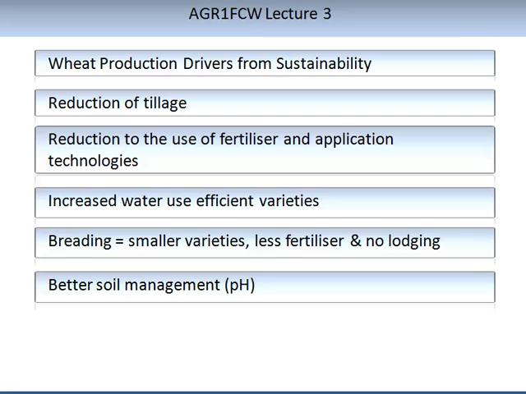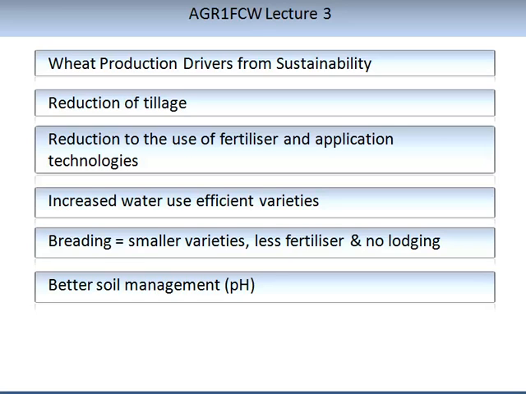There is also a long-term reduction to the use of fertilisers and application technologies. GPS tractors can now deliver fertilisers where they are required, using certain sensors to detect the amount of nitrogen in the wheat plant at any one given time. This technology has taken off particularly in Queensland and New South Wales, where large areas of wheat farming are taking place.